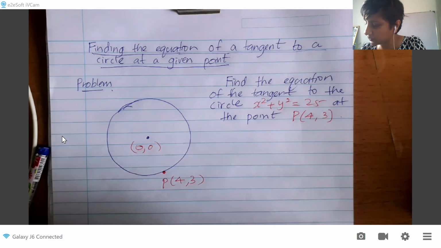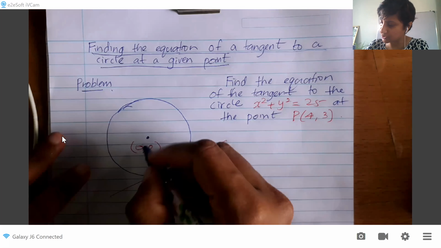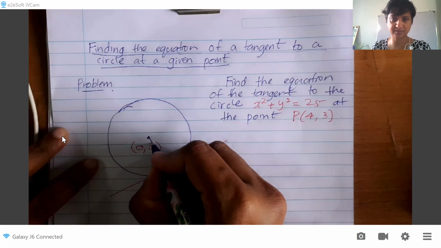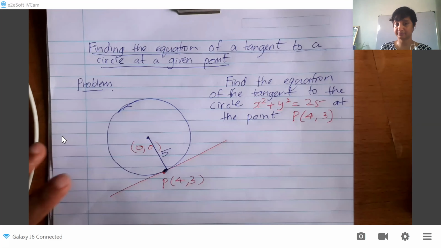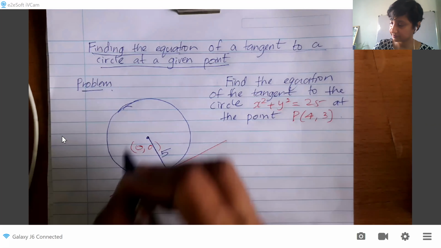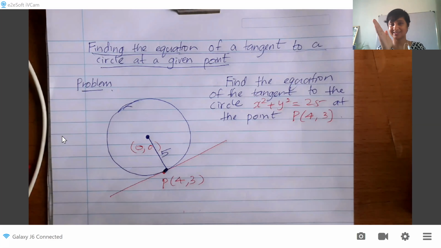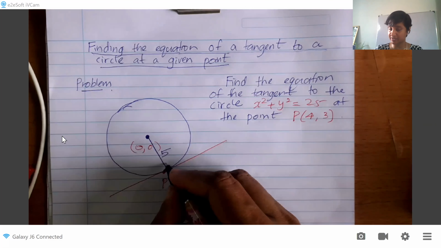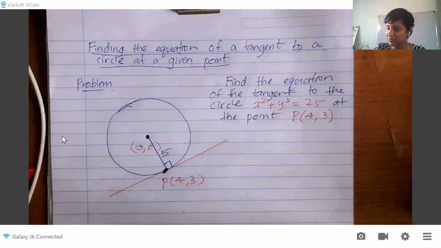I want you to find the equation of the tangent line. What you already know is that this length is 5 because that is R. Remember, the tangent and the radius are perpendicular. So that's hidden information. You're supposed to know it from circle theorems. Any tangent drawn to a circle and the radius drawn to the tangent point are perpendicular. You have to find the equation of this line.